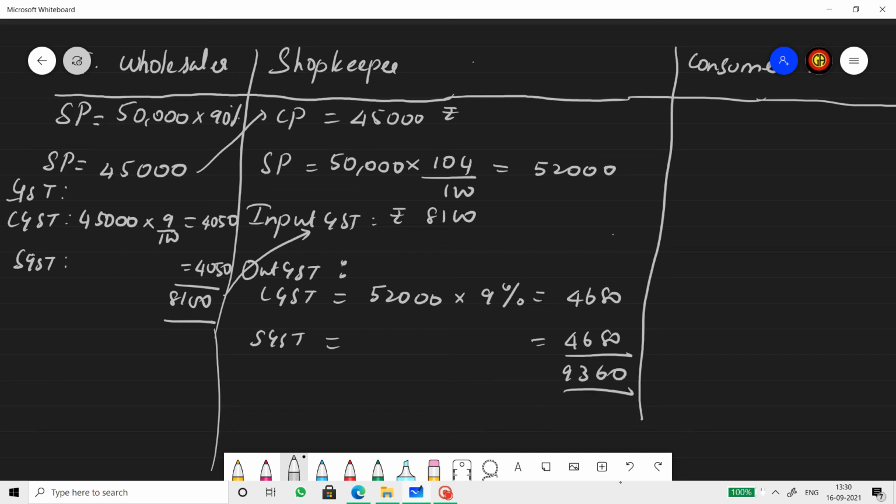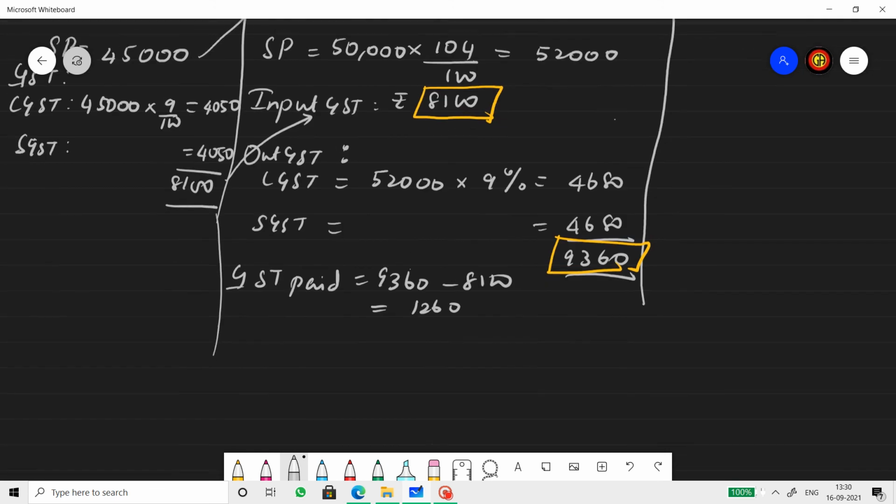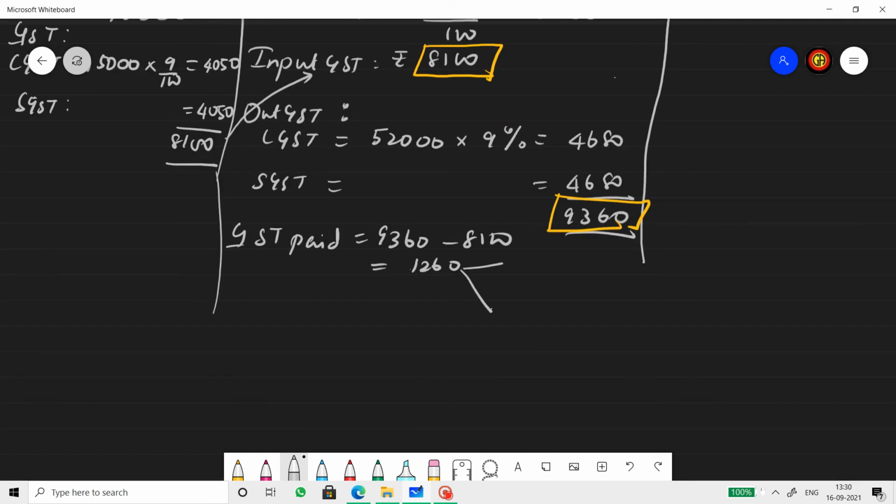Alright. So the GST paid by the shopkeeper will be output minus input. Input is 8,100. Output is 9,360. So the difference is 9,360 minus 8,100, which is 1,260. Half is CGST and half is SGST, isn't it? So which means 630 and 630.